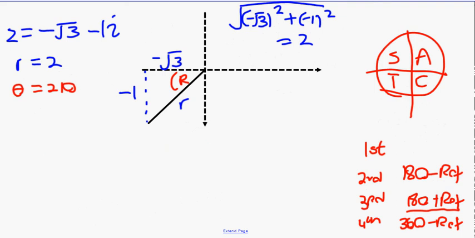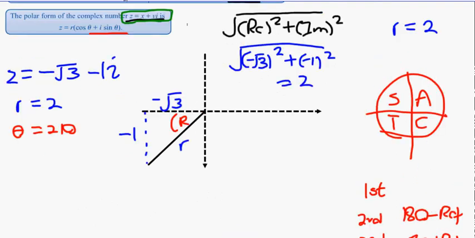Finally, we're going to fit this to our generic formula, which is listed here. So we're going to get z equals 2 into cos 210 plus i sin 210. Okay, and that is the answer for number 15.